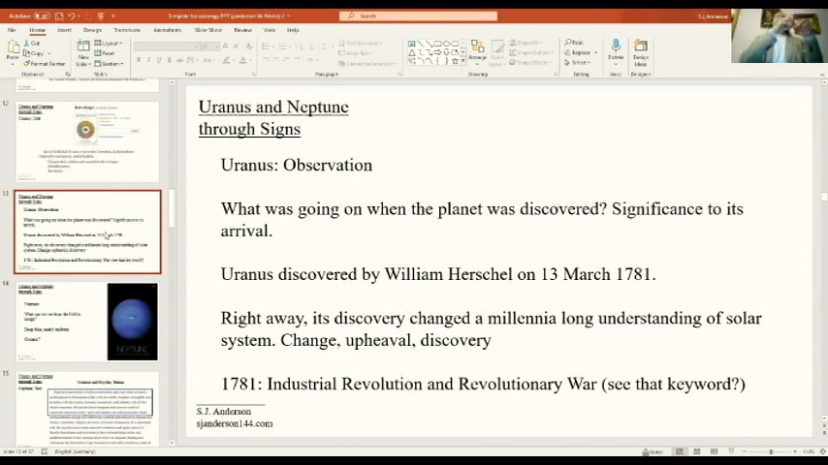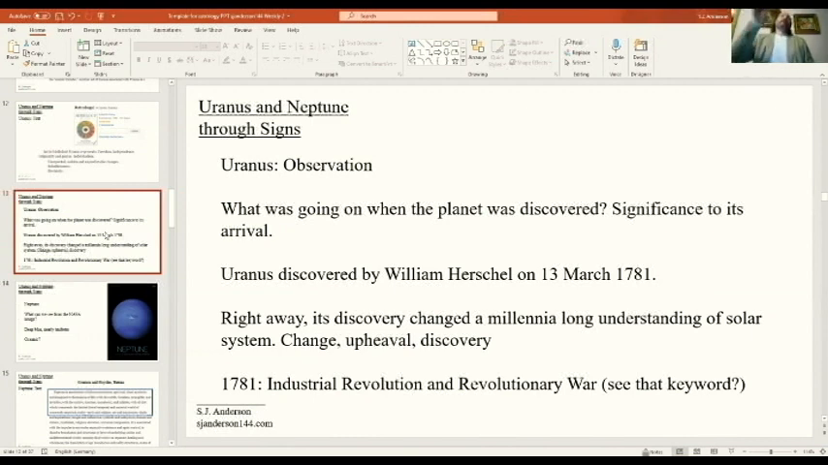And what was happening at the time it was discovered, because it would just logically flow. When the planet is coming into the collective consciousness, there would be ripples at that time to kind of usher in its arrival, to make its arrival known. And so Uranus is discovered by William Herschel on 13 March 1781.